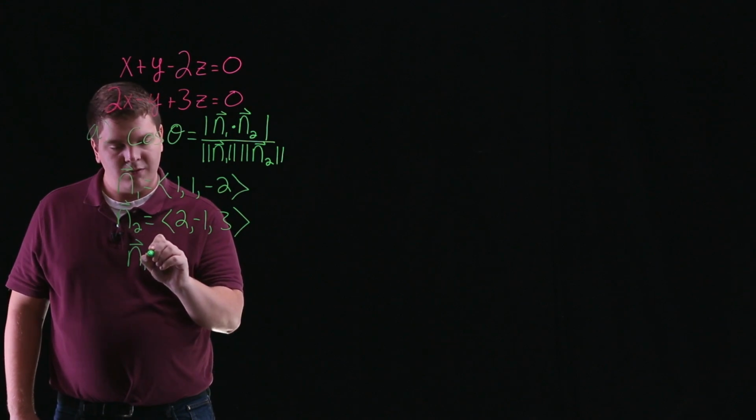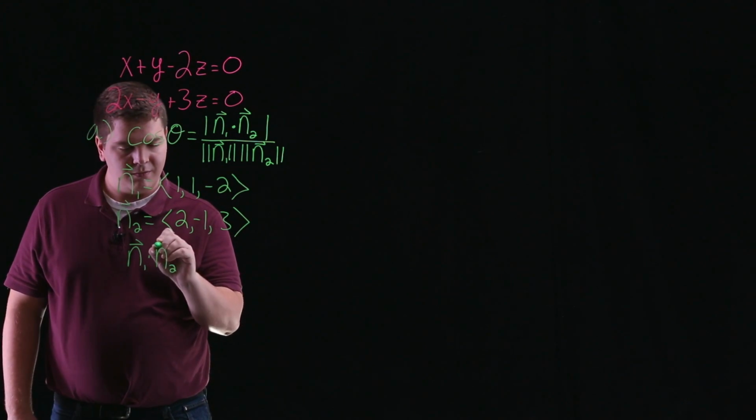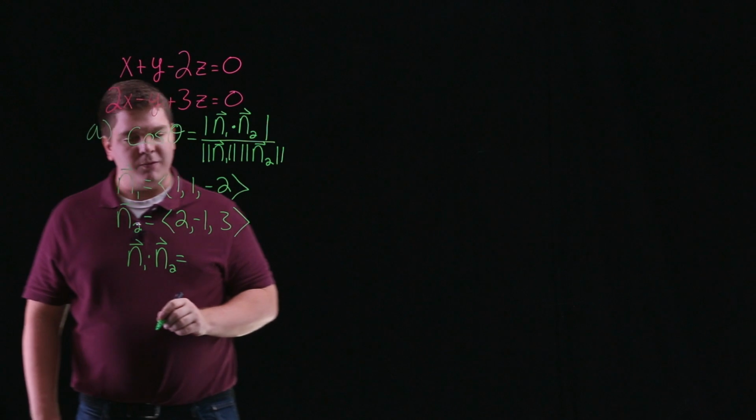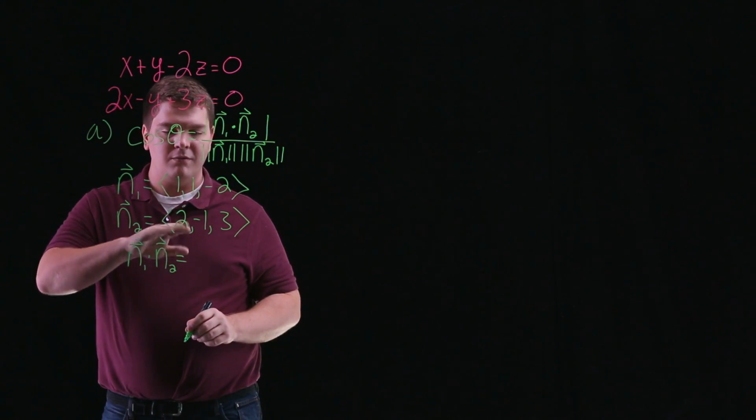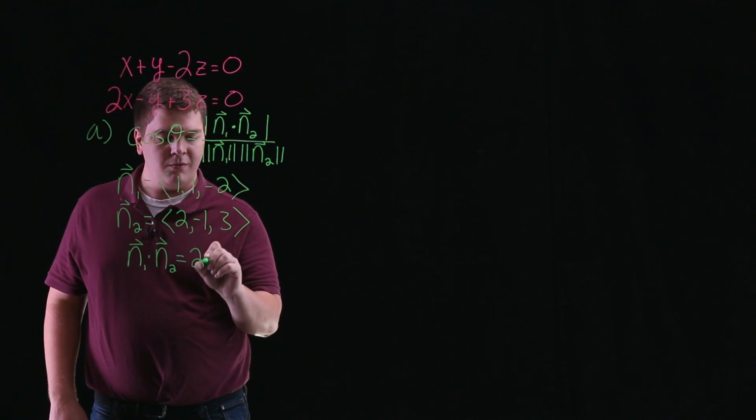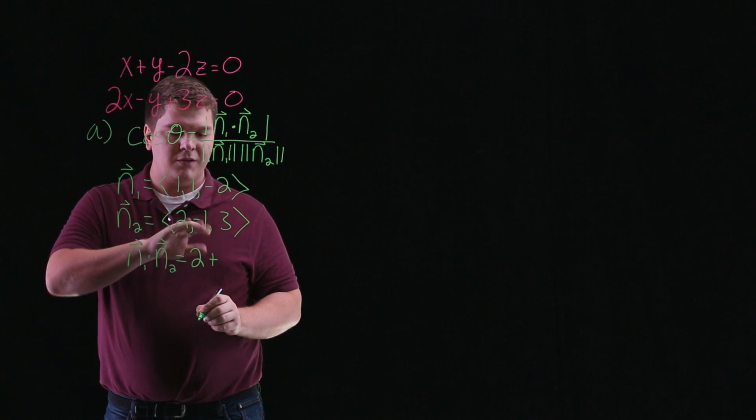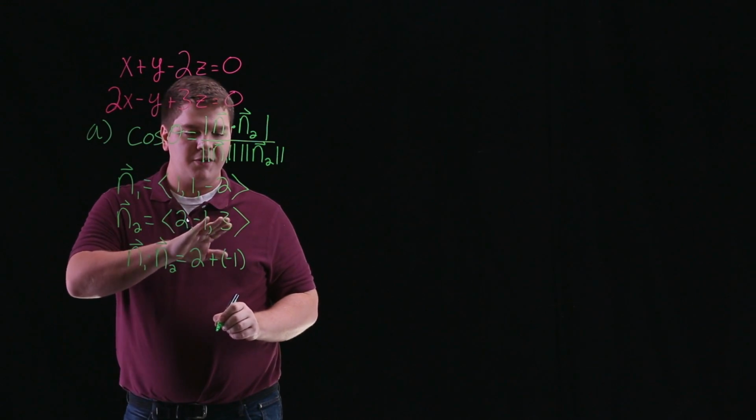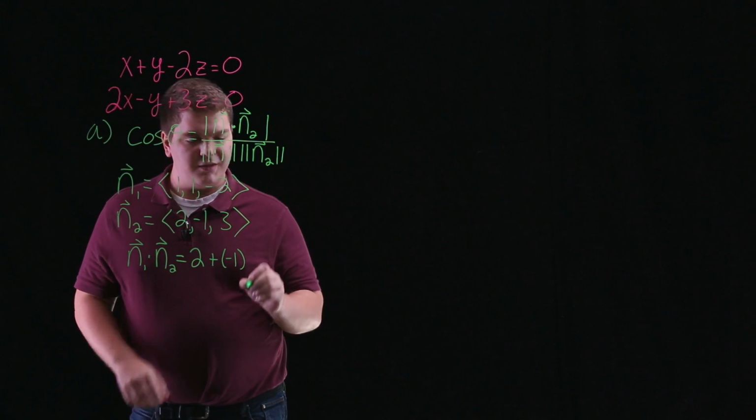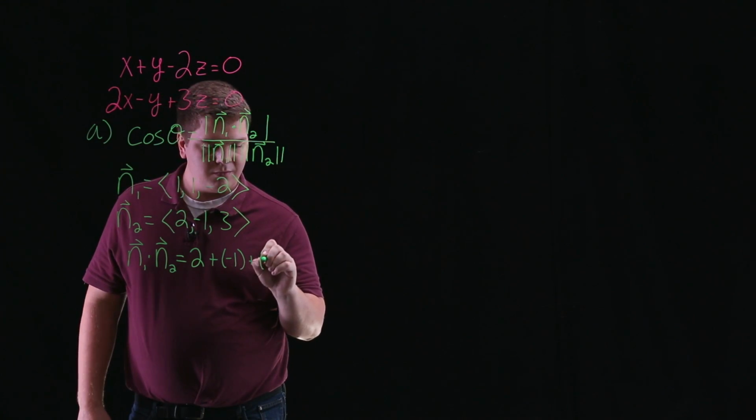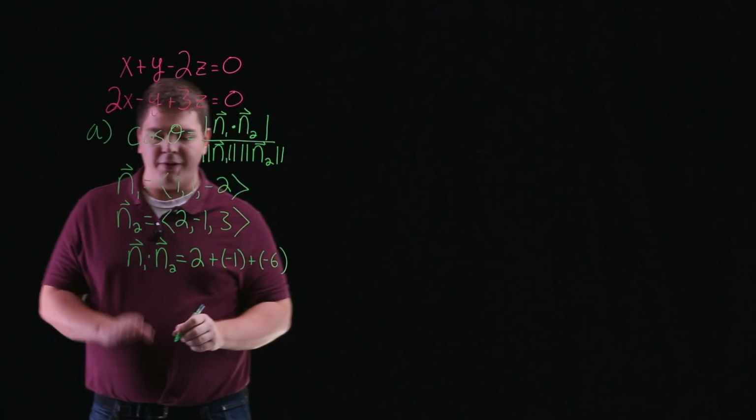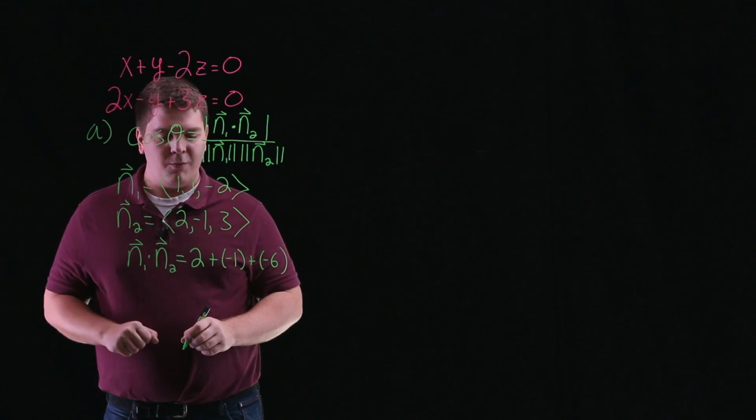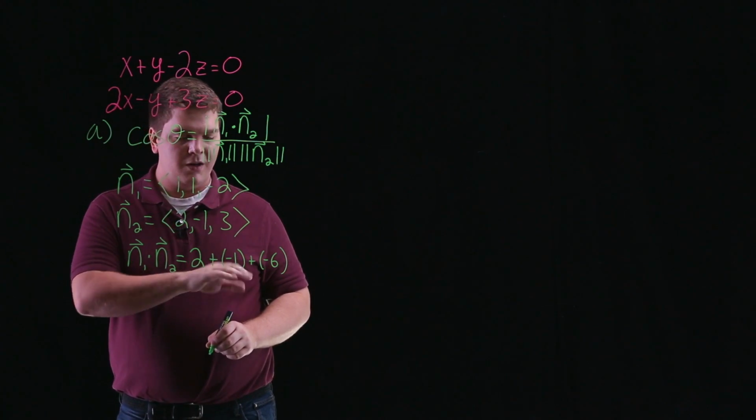So n1 dotted with n2 is going to be equal to, well, 1 times 2, which is 2, plus 1 times negative 1, which is negative 1, plus negative 2 times 3, which is negative 6. So we have the dot product of n1 with n2 is equal to negative 5.